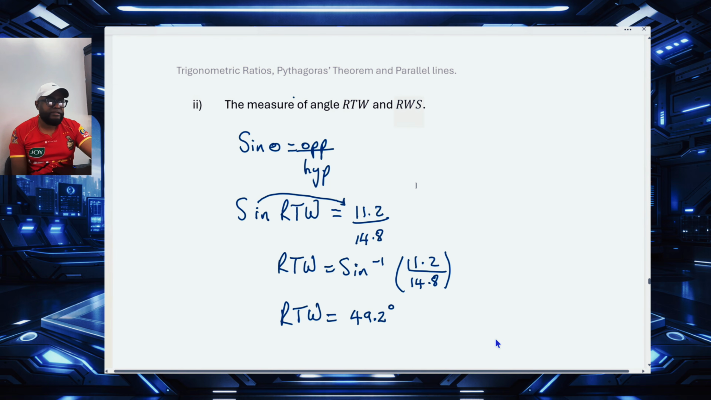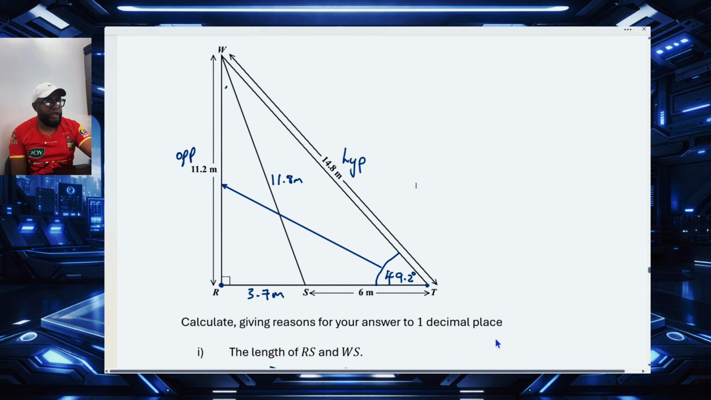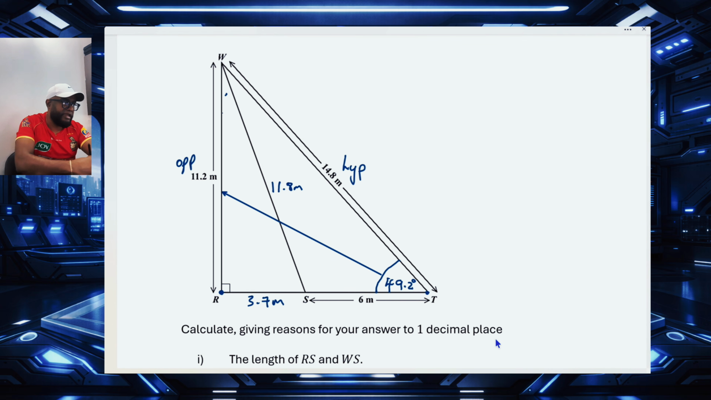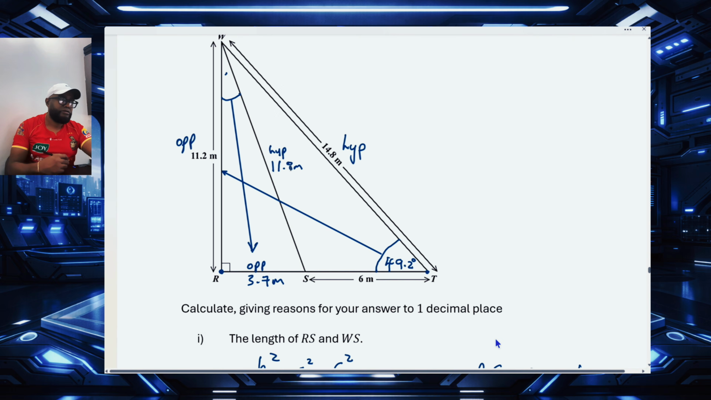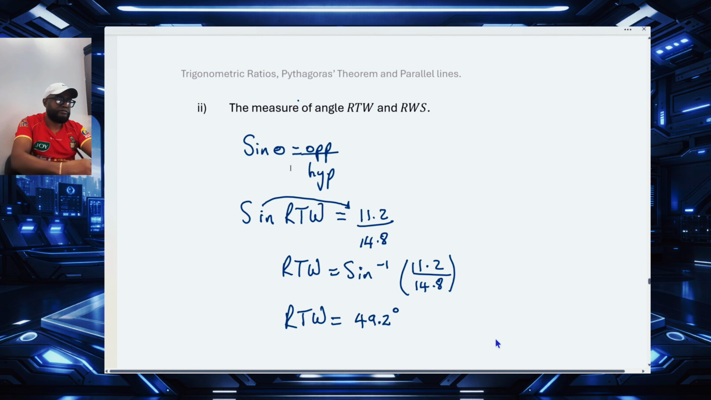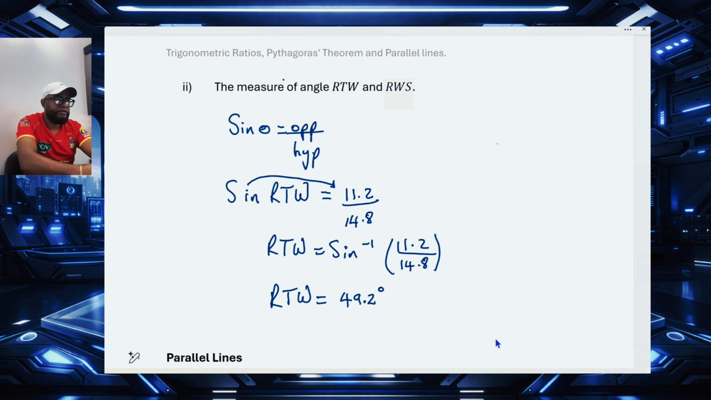What do they ask us next? RWS. Right? RWS, R to W to S. What are we using here? I just like sine, opposite over hypotenuse. You have a new opposite now, eh? Over here, hypotenuse. Any easier way to get this? Nah. So there you go. Write it right on the side here. So sine theta is equal to opposite over hypotenuse.